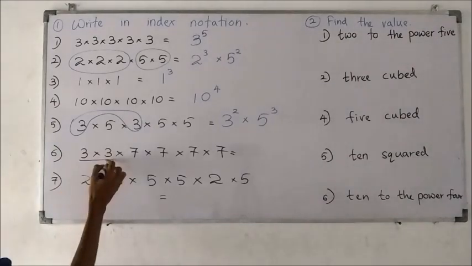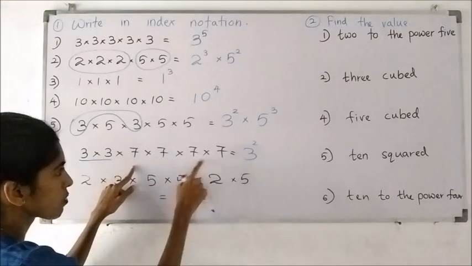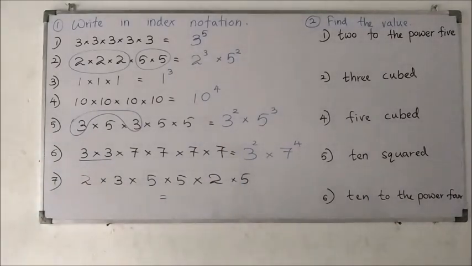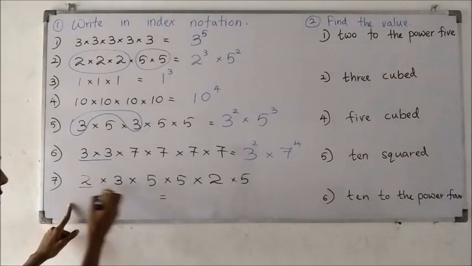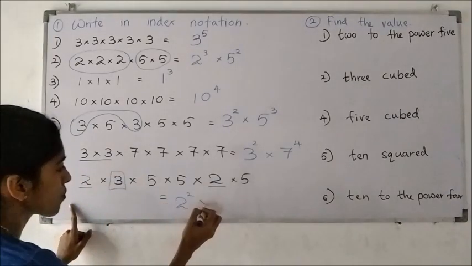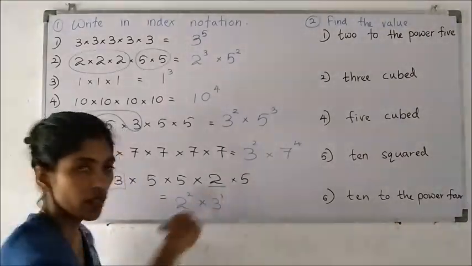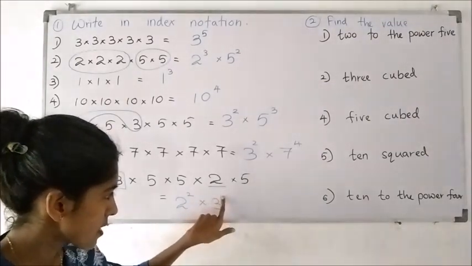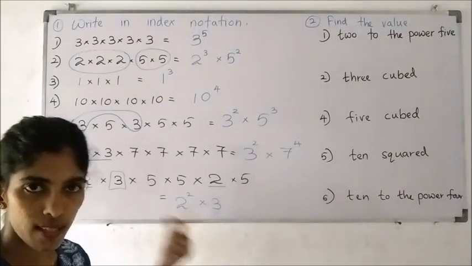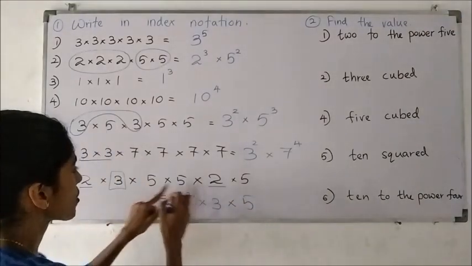Next, 3 is repeated 2 times, 7 is repeated 1, 2, 3, 4, 4 times, and we will put a multiplication mark here. Next, 2 is repeated 2 times, 3 is repeated only once, so you can write 3 to the power 1 also, okay, or else even without writing an index you can write. Once you write this, it represents that the number is there once. Then 5 to the power 1, 2, 3.